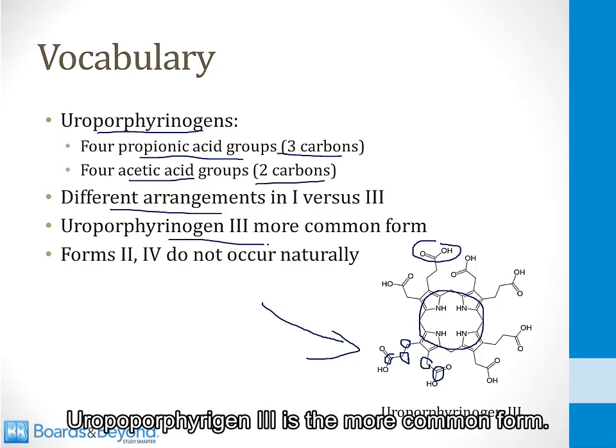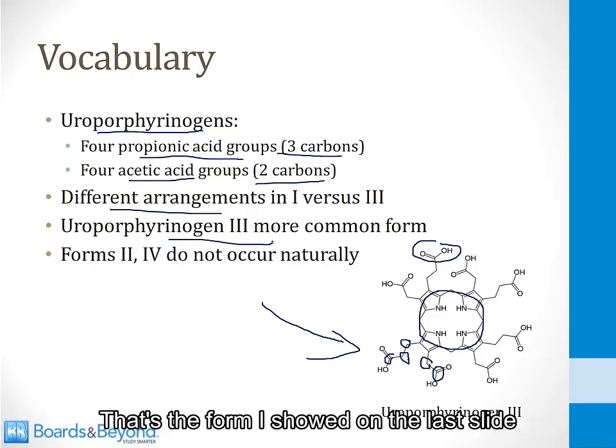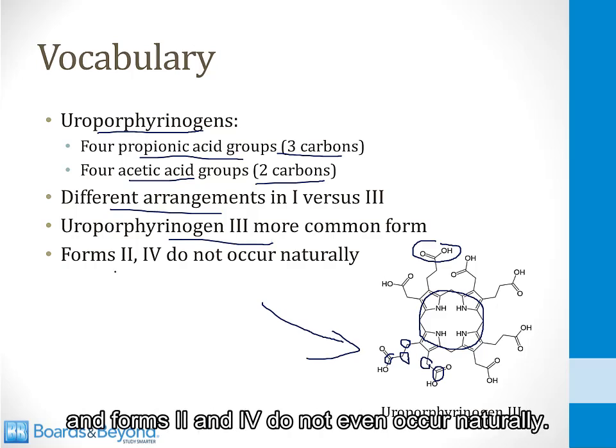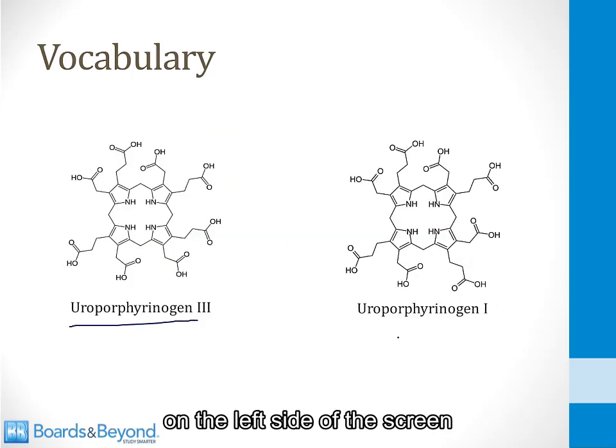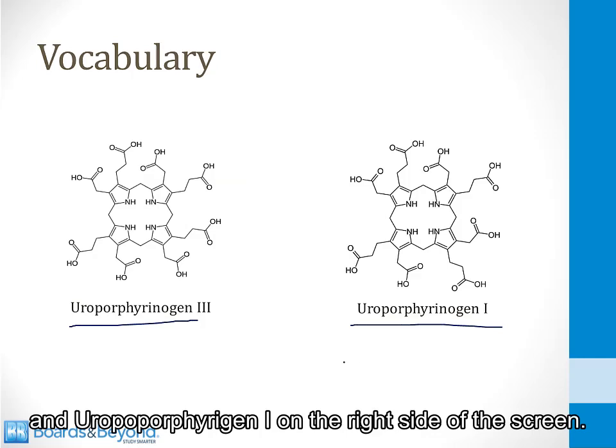Uroporphyrinogen 3 is the more common form. That's the form I showed on the last slide in the heme synthesis pathway, and forms 2 and 4 do not even occur naturally. To make this more clear, I've shown the structure of uroporphyrinogen 3 on the left side of the screen and uroporphyrinogen 1 on the right side of the screen.